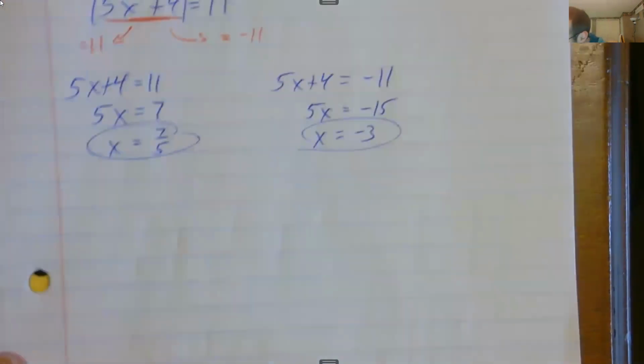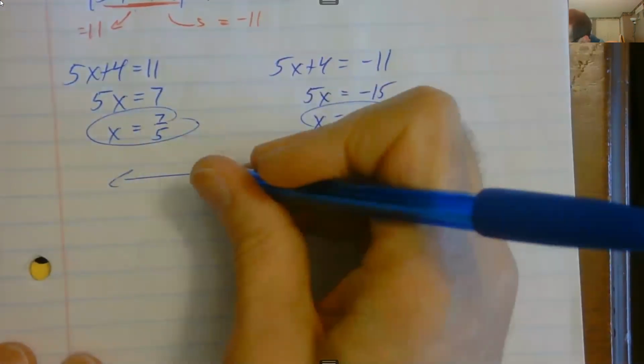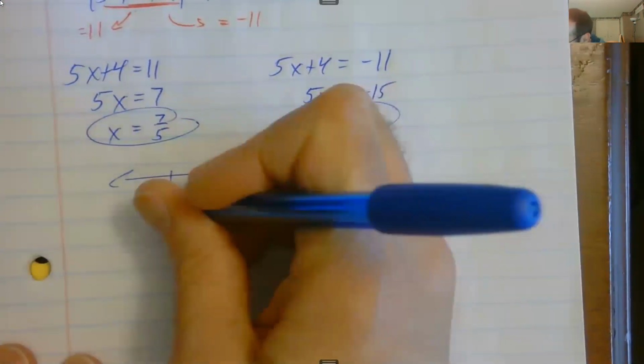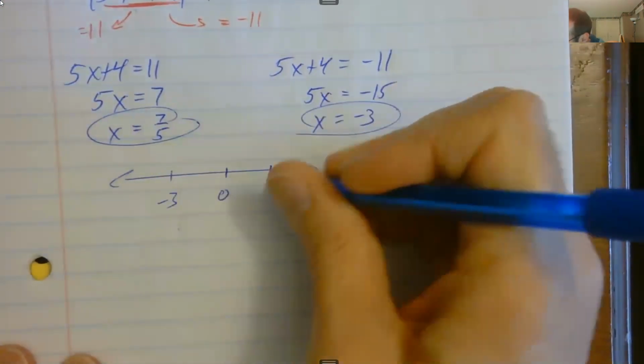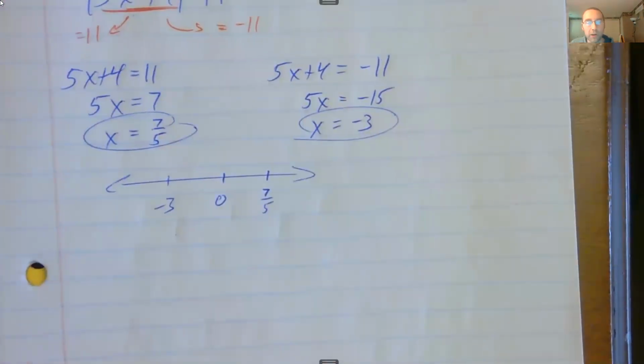And so we're going to show what all this looks like on my number line again. So 0 is sitting somewhere around here. Here's a -3. Here's a 7/5, which I think is about 1.4. And I need to test some value.